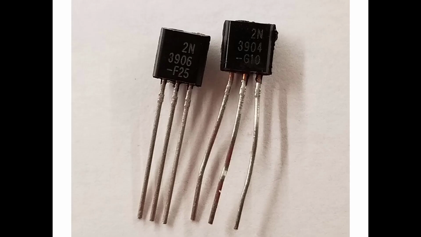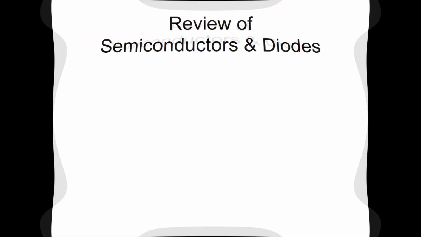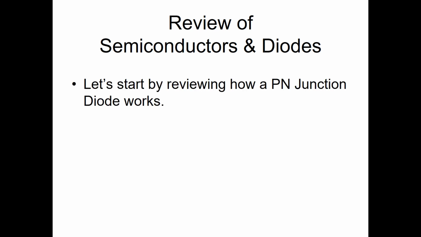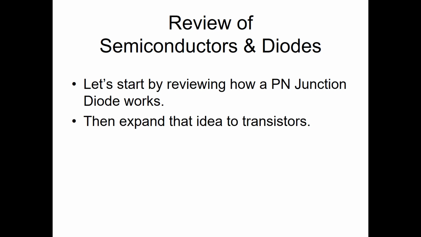This is a close-up of two of the different types of bipolar junction transistors that this lesson is specifically going to be about. So let's begin learning about transistors by reviewing semiconductors and diodes. You can watch my YouTube video about semiconductors and diodes. Let's start by reviewing how a p-n junction diode works, and then we'll expand that idea into transistors.